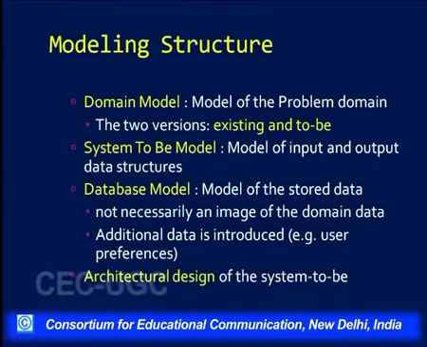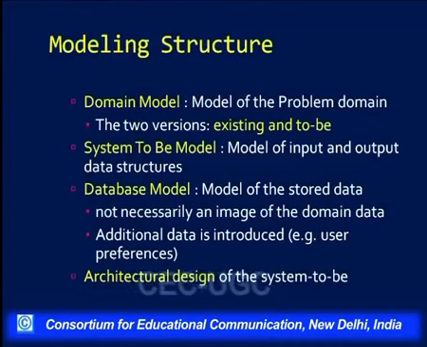So here we talk about two versions of the domain model. One model will be the existing model, what the system is now, and the other will be what the system is going to be. So there is an existing model and a to-be model. What system is to be built is the to-be model. It models all input and output data structures, the different dependencies, and how the system has to work. The existing model represents the present state of the system. So one can easily compare the two models and see what the difference in the process and procedures is going to be once the new system is in place.